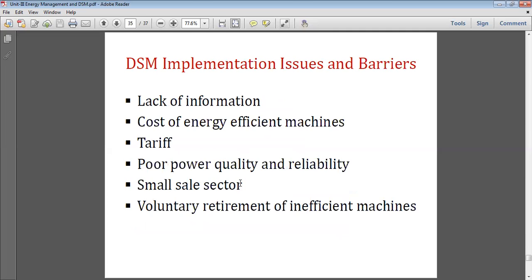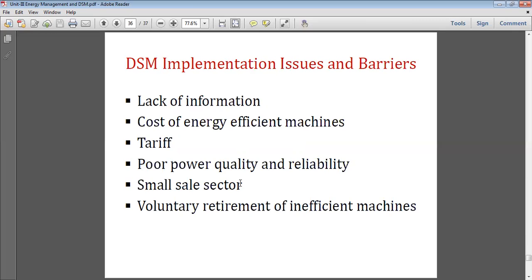Okay, now we will consider the demand side management implementation issues and barriers. No doubt, all the things we have considered theoretically do not get implemented easily, because some are very difficult. Some have technical problems based on the application, the places, and the type of consumers. So what are the barriers and issues in the implementation of demand side management? Today we will discuss this in some detail.